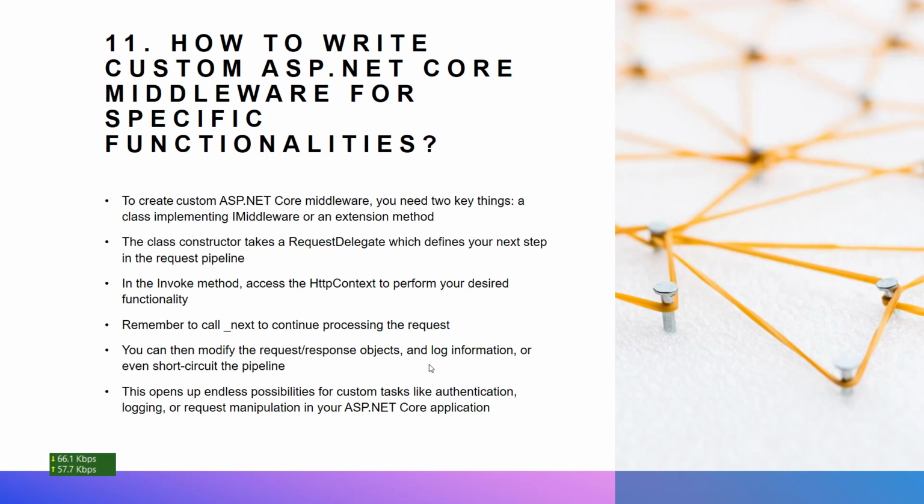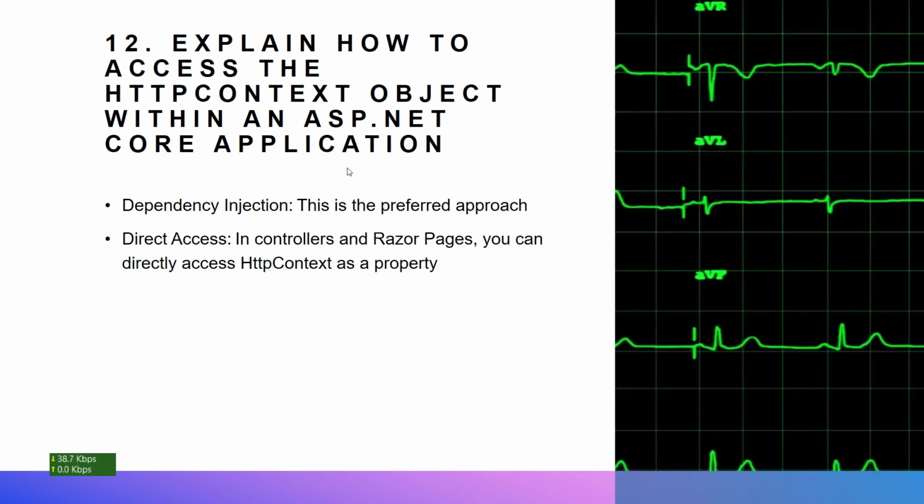on .NET Core. Then comes the 12th question: explain how to access the HTTP context object within an ASP.NET Core application. We can access it using dependency injection. This is the perfect approach. With dependency injection, we can get the HTTP context, and the HTTP context has all the request data available.